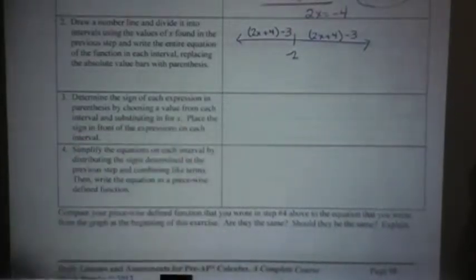Now, moving on to step 3, it says determine the sign of each expression. So I have two expressions here. I'm going to have to determine the sign of each expression by choosing a value from each interval and substituting that value in for x. Well, my first interval I said was -∞ to -2. So I can choose any value inside of that interval and plug it into this expression. So I'm just going to use -3 because that's the first one that comes to mind.